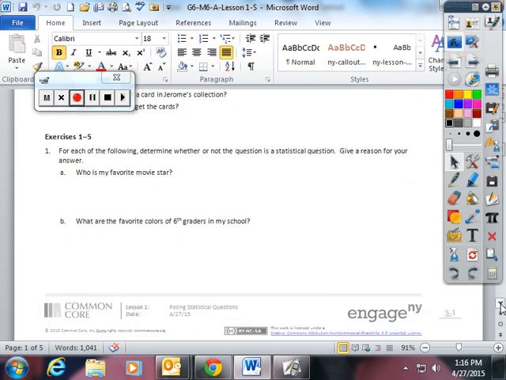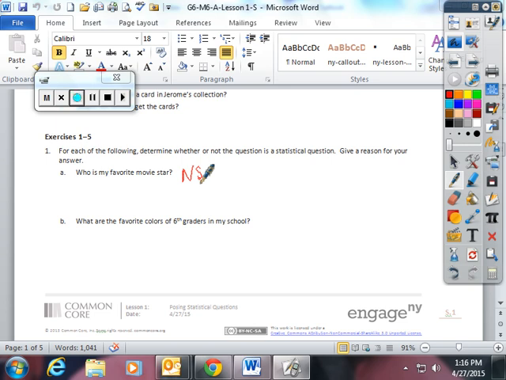Who is my favorite movie star? Okay, that is not going to be statistical because your favorite movie star, there's probably only one of them. It's not going to vary a lot. You're not going to be able to graph the data from that question. I guess that's the best way to say it. A statistical question really is a question that you will be able to graph the output of.